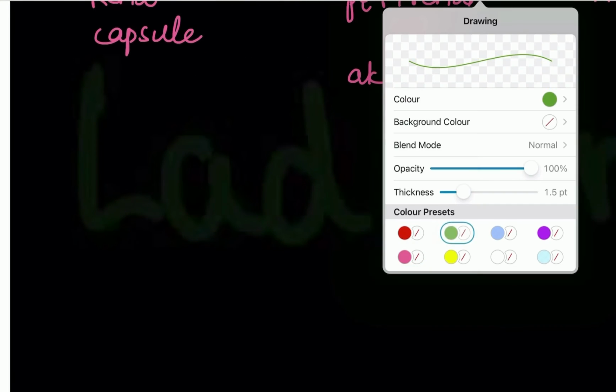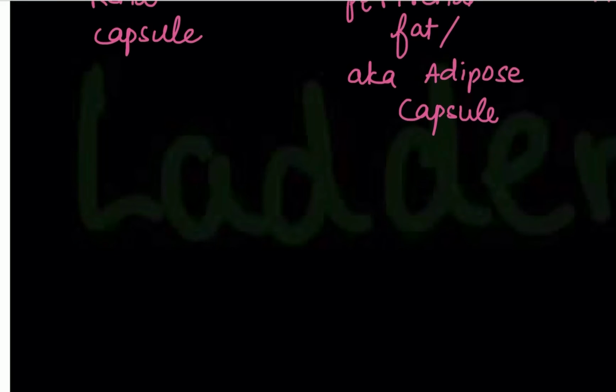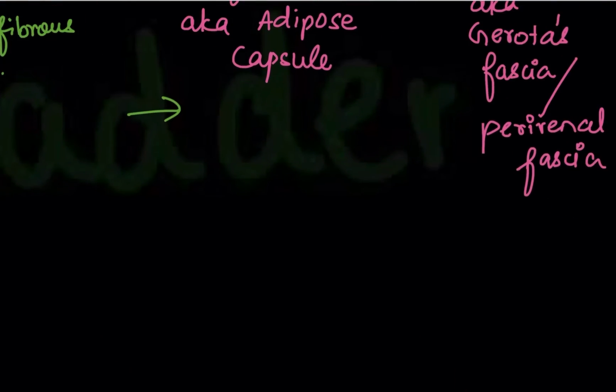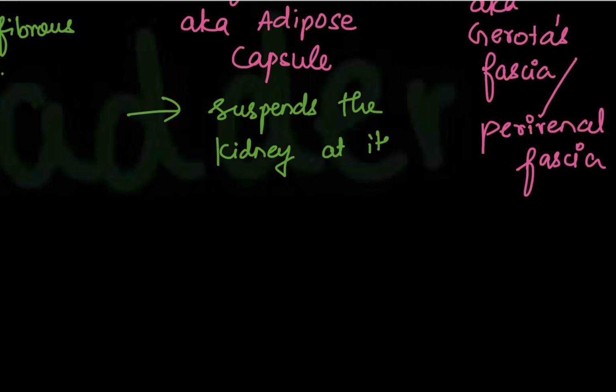Now renal capsule, write down, it is a tough fibrous capsule. For this adipose capsule, you have to write down that it suspends the kidney. It is a frequently asked question, so please remember, it suspends the kidney at its proper position. So the kidney is hanging in place because of what? Because of the adipose capsule.